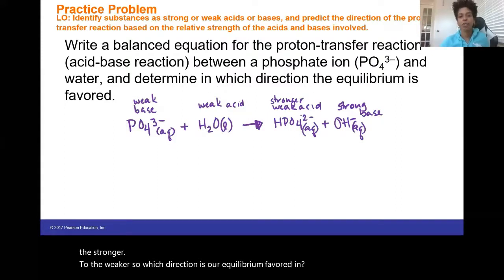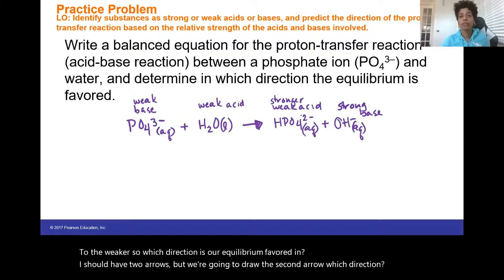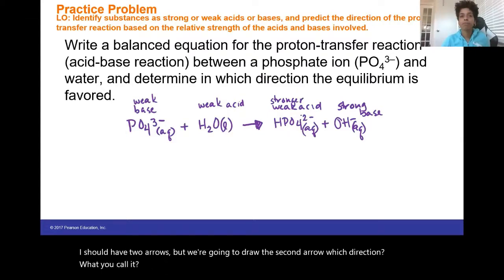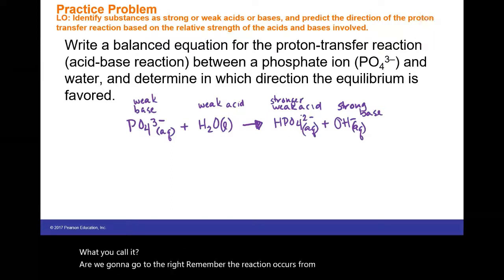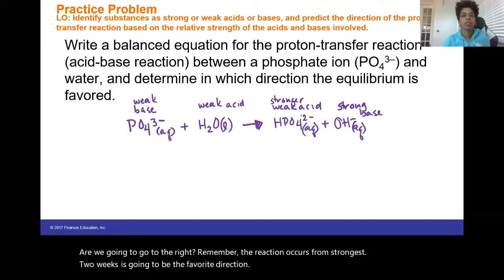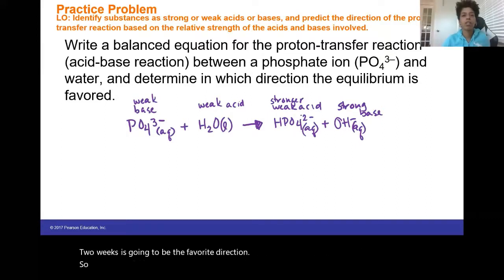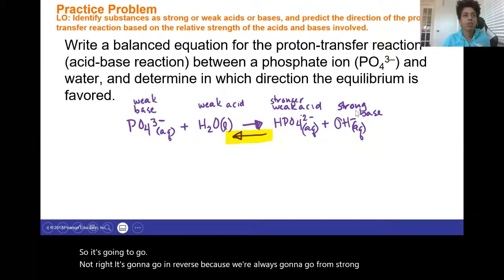I should have two arrows, but we're going to draw the second arrow. Which direction? Are we going to go to the right? Remember, the reaction occurs from strongest to weakest. That is going to be the favored direction. So it's going to go, not right. It's going to go in reverse, because we're always going to go from strong to weak, not weak to strong.